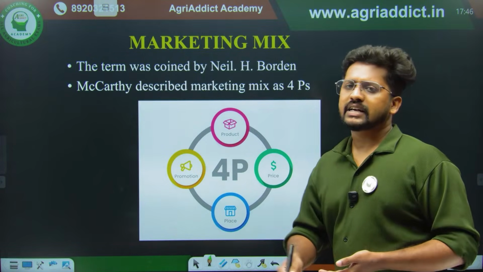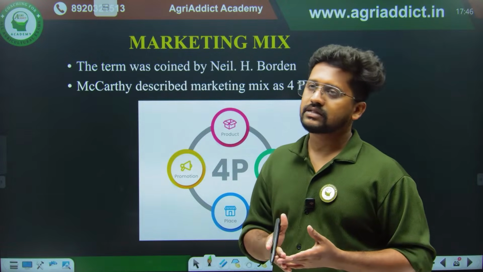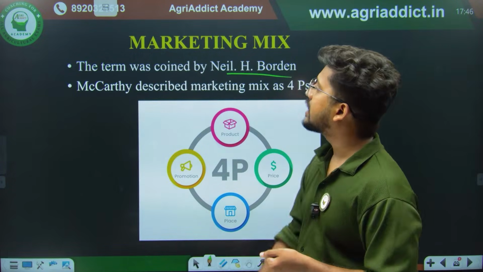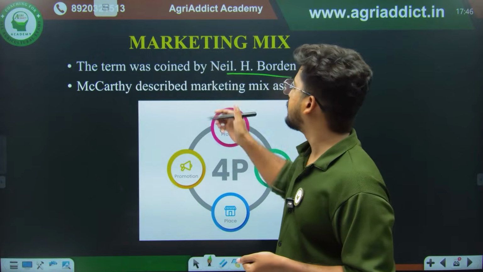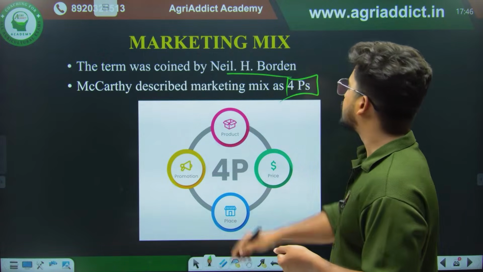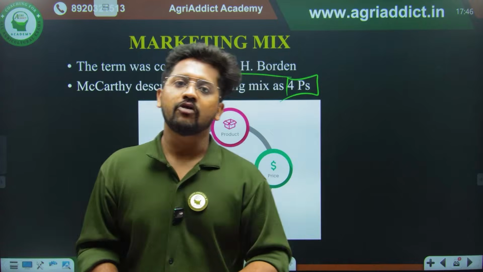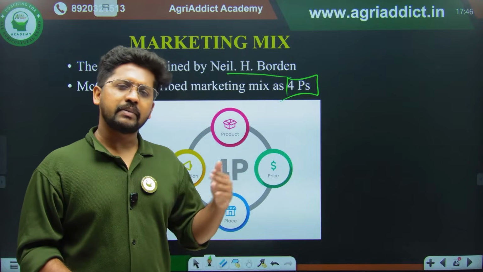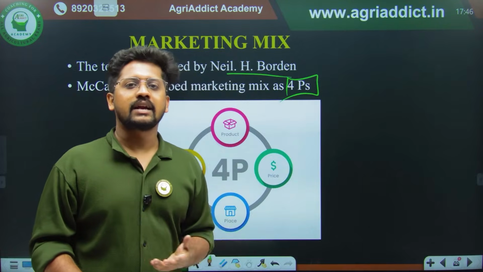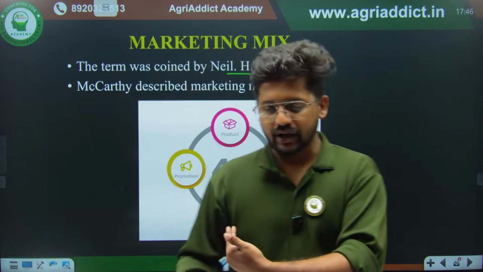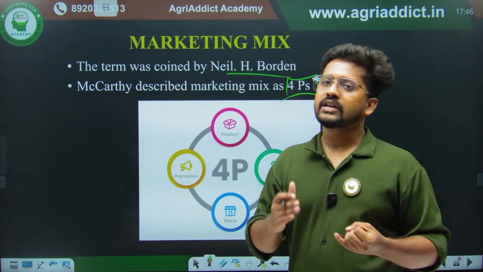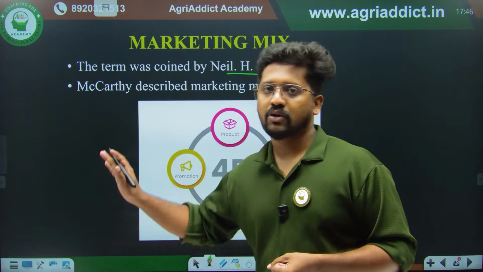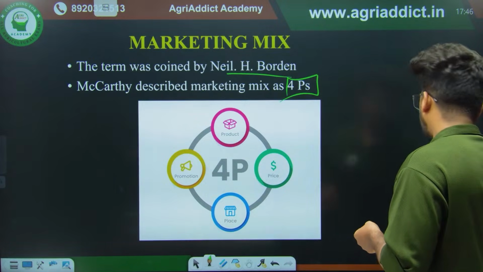Then marketing mix: there are random chances of being asked about marketing mix. The terminology marketing mix was coined by Neil H. Borden, and McCarthy defined the marketing mix as 4 P's. Which are the 4 P's of marketing can be asked. They may jumble the order, or add some additional unnecessary P's. So what are the 4 P's? Product, price, place, and promotion. All these 4 things come under the marketing mix.